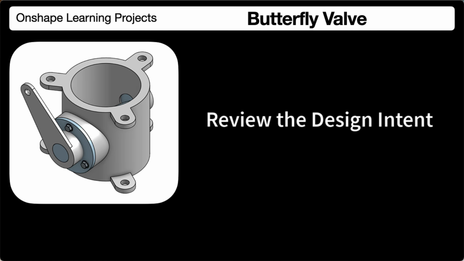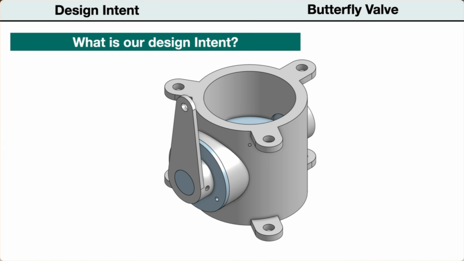Before we model the part in Onshape, we have to establish our design intent. We want our model to be flexible to possible design changes. We have to establish the relationship between parts so the model will update predictively. In this butterfly valve, there are 2 parameters that we may want to change during the design process. First, the inside diameter of the valve may be increased. Next, the height of the body may need to be revised larger or smaller. So how do we want the model to respond to these changes?